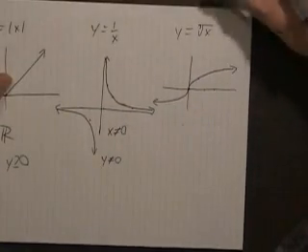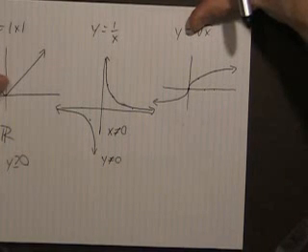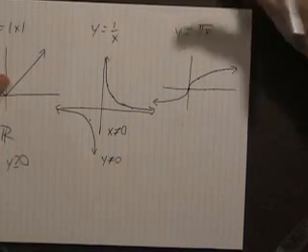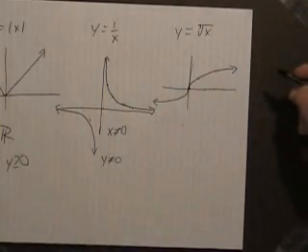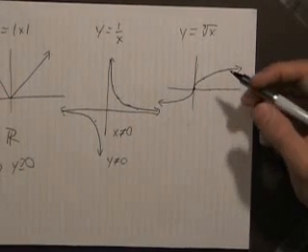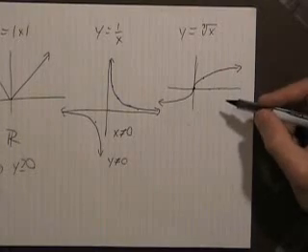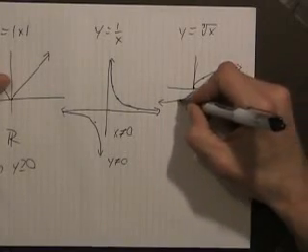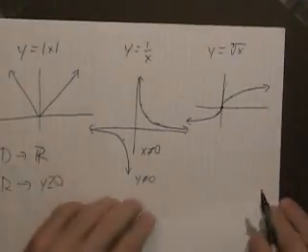For the root function, if it's an even root, obviously the domain is going to be all non-negatives, and the range is going to be everything from here up. And if it's an odd root, the domain and the range are both all real numbers. That is to say that every number has an odd root. And yeah, you can take the odd root of any number, positive or negative or whatever.